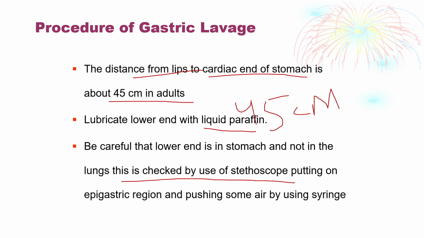How are we going to check that the stomach tube is not in the lungs but in the stomach? Most important: if the patient is conscious and the stomach tube is entering the lungs, he will produce a lot of choking and asphyxial effects. But if he is unconscious and you are performing this, we have to use the stethoscope.